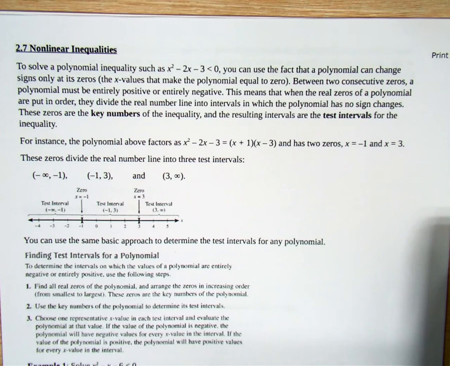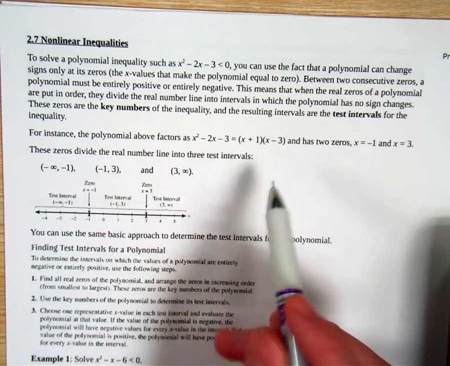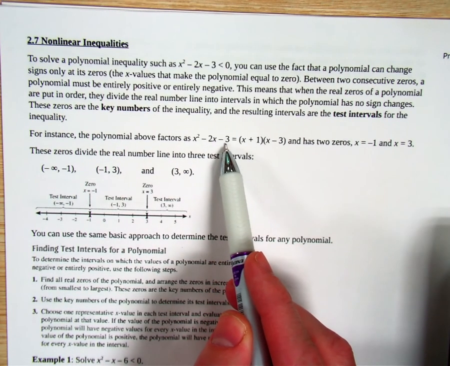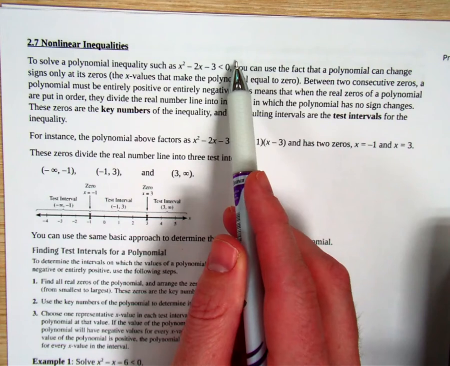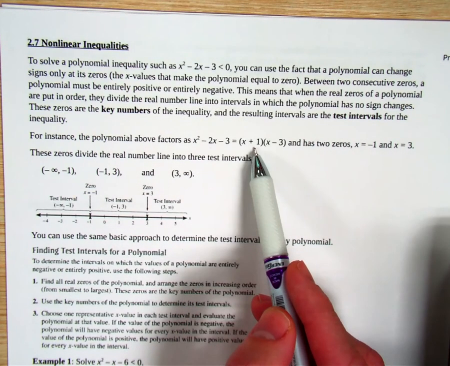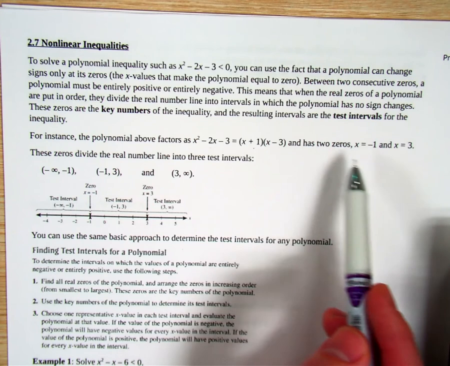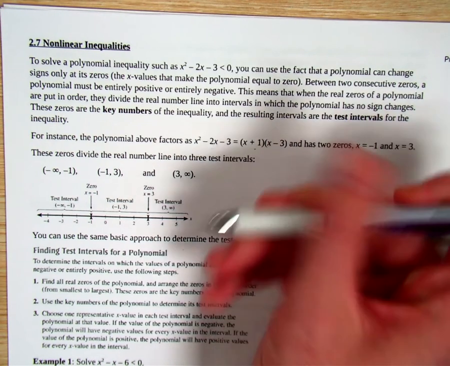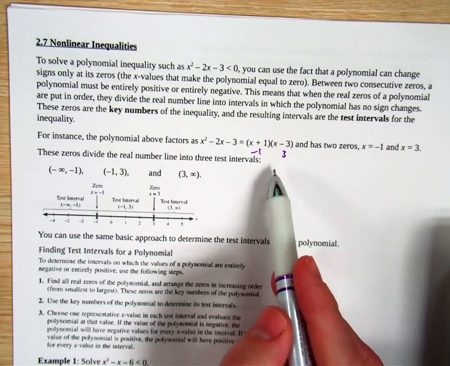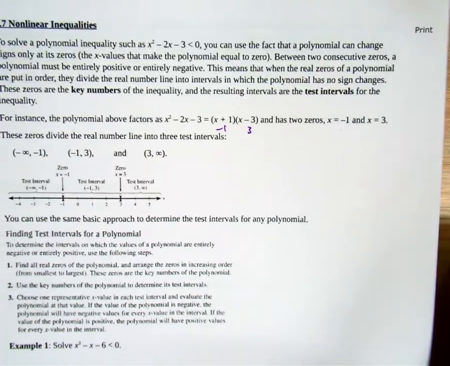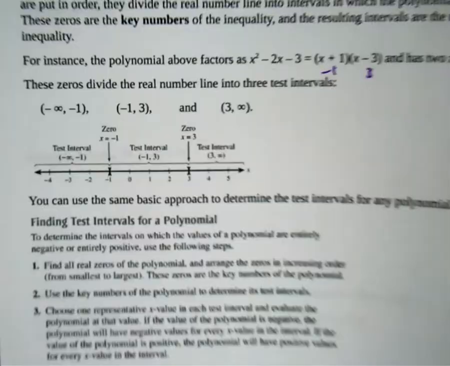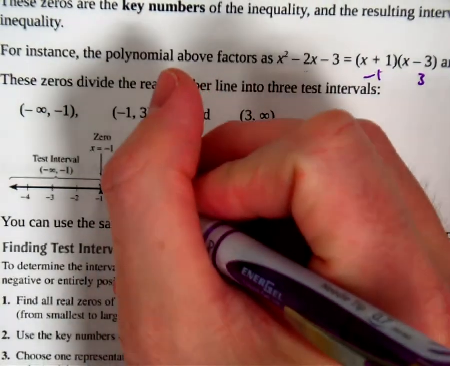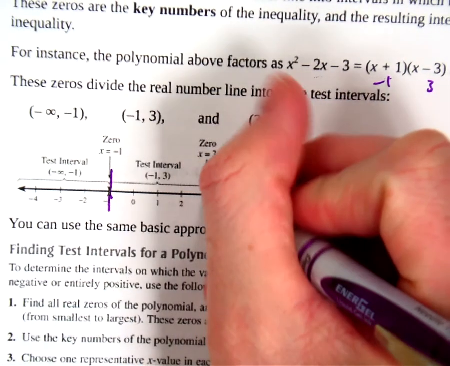Those zeros are the key numbers of the inequality, and the resulting intervals are our test intervals. Okay, so take a look here. If we had x squared minus 2x minus 3, right? We're talking about when is this less than 0. That factors into x plus 1 and x minus 3, which means our answers are negative 1 and 3, right? So negative 1 and 3 are what I call the big numbers or the hard lines here. Negative 1, I'll put a big line. 3, I'll put a big line.